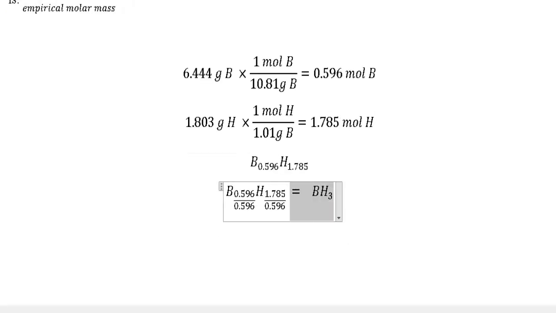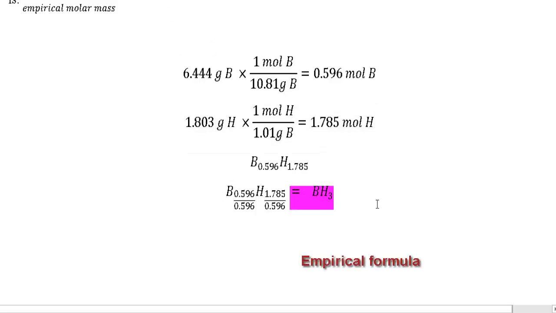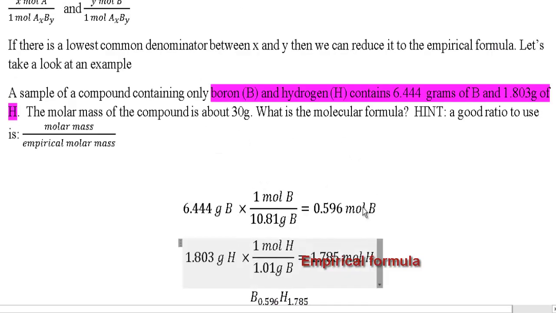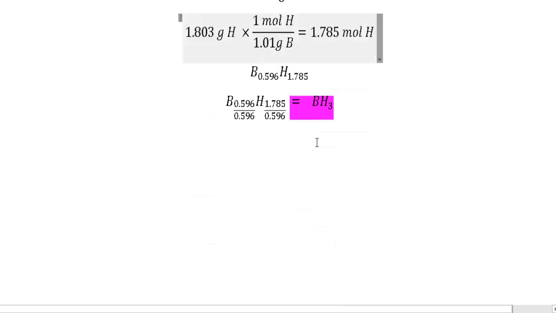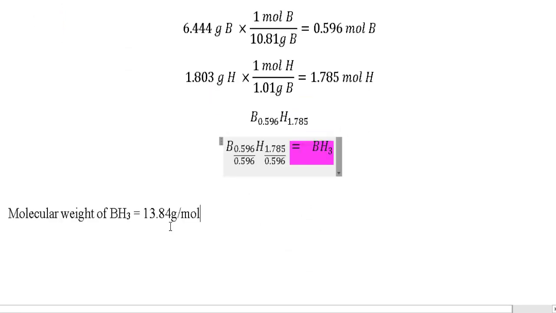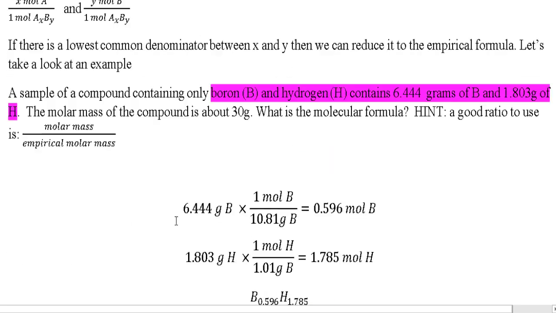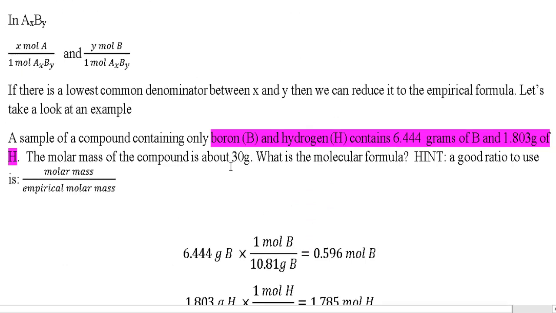And is that our answer? Well, this is what we will call the empirical formula. But the actual molecular weight is 30 grams. So let's go ahead and compute the molecular weight of this. The molecular weight of BH3, 3 hydrogens plus 1 boron, using the values in the periodic table, we're getting about 13.84 grams per mole. That's not the right formula, because the compound, or this unknown, is 30 grams.